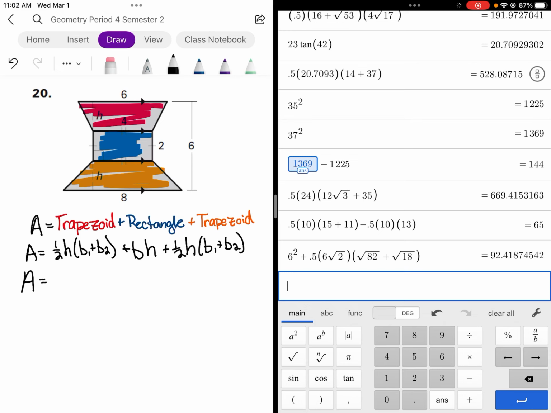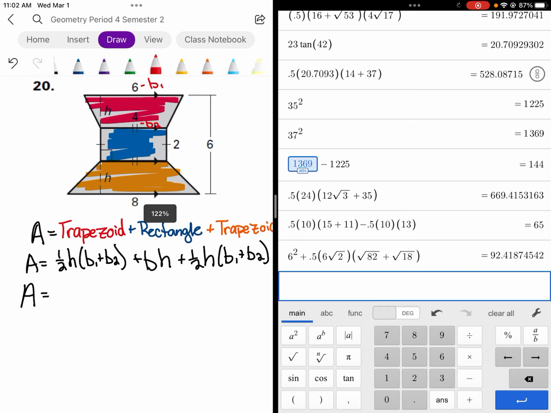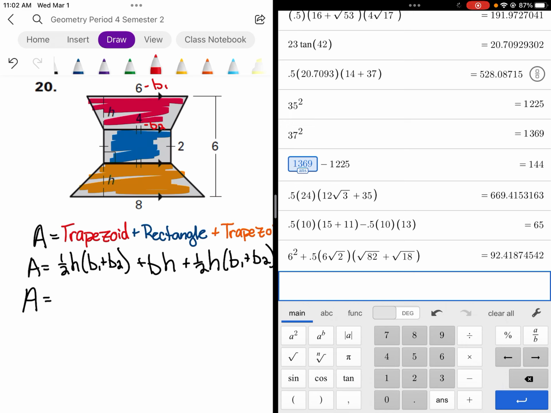Alright, so looking at our first trapezoid, the one that we highlighted red, we have a base 1, that's 6, and a base 2, that's going to be 4. And using this information, we are going to find out what the height is going to be.